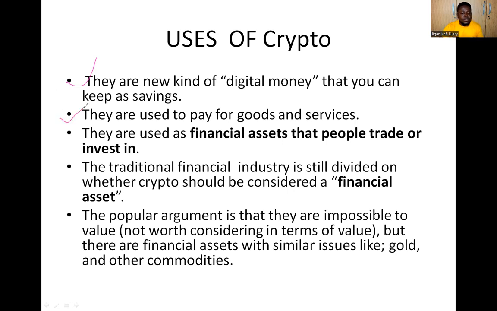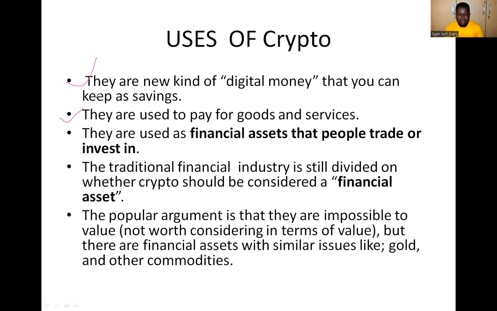Point number 2 says that they are used to pay for goods and services. There are a few of you who have used crypto as a means of making payment online or buying something before. There are courses and a whole lot of things online that if you want to buy, you have to use crypto. They accept crypto as a means of payment. So a few of us who have used crypto as a means of paying for a service or buying something, that is also something crypto has helped us to achieve.